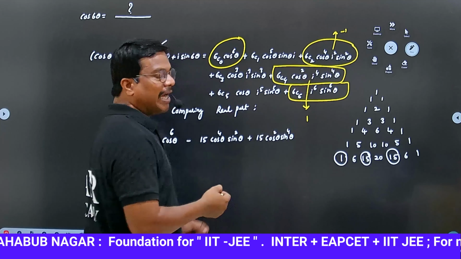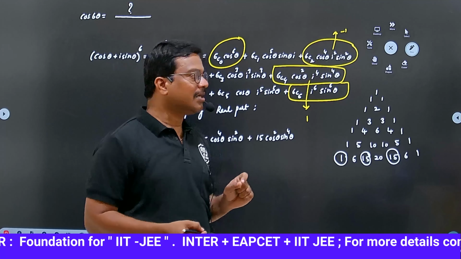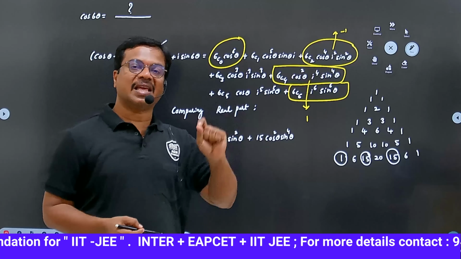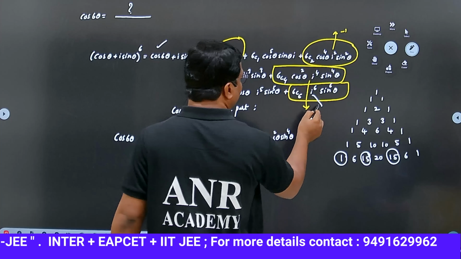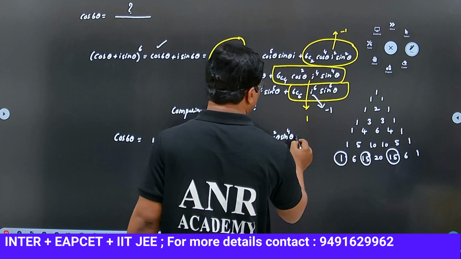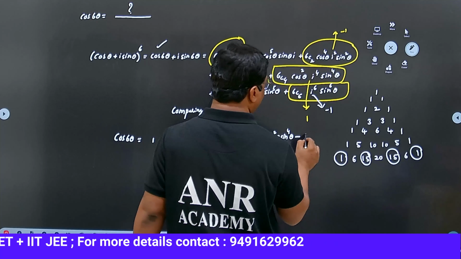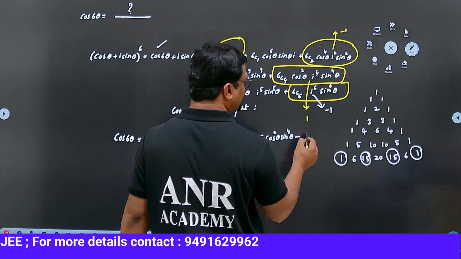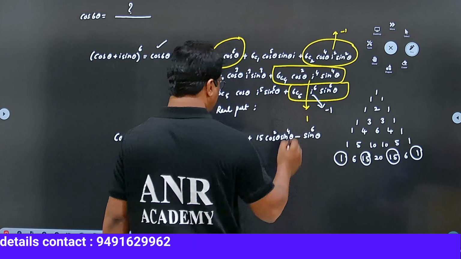And i power 6 is written as i square power 3, that is minus 1 whole power 3, it becomes minus 1, so you will get a minus sign. 6c6 value 1, i power 6 value minus 1, and the remaining sin theta power 6.